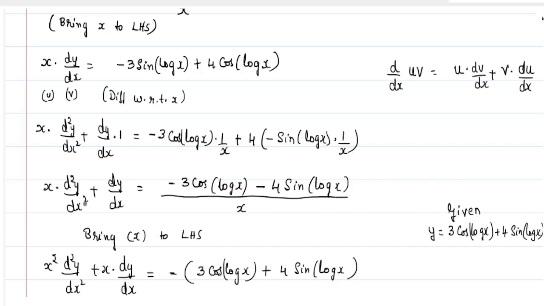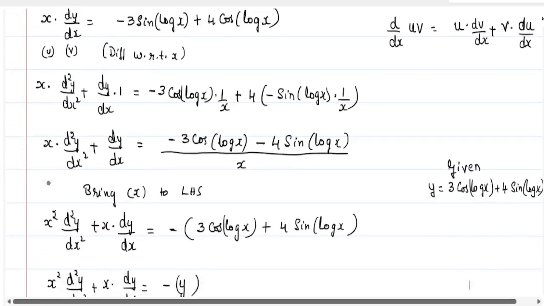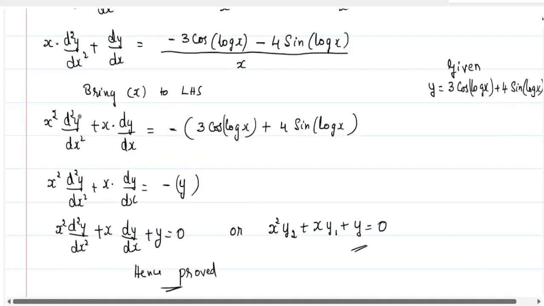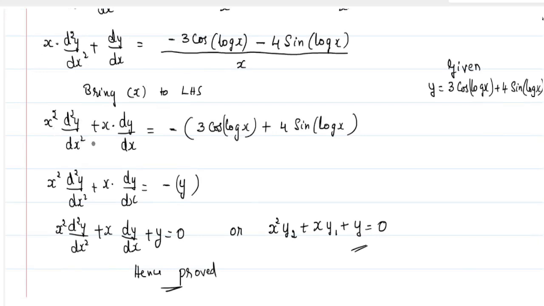So x into d square y by dx square plus dy/dx equal to, x is common for both the terms, so I have taken it as a common denominator, minus 3 cos log x minus 4 sin log x. Now again we'll bring this x term to LHS. So we'll get x square into d square y by dx square plus x into dy/dx equal to minus 3 cos log x minus 4 sin log x.